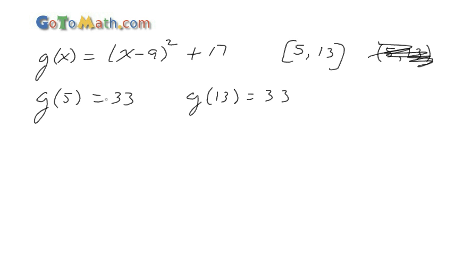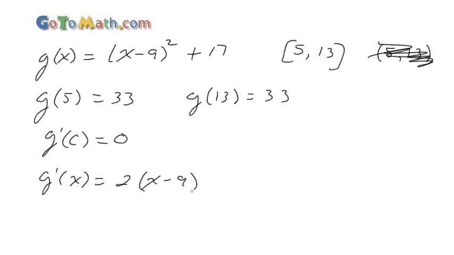So we can use this theorem because this is true right here, that g of 5 is equal to g of 13. So therefore there's got to be at least one c such that this is true. Okay, so let's find that c. Let's take the derivative. We got g prime of x is equal to 2 times (x minus 9), and the derivative of 17 is 0.